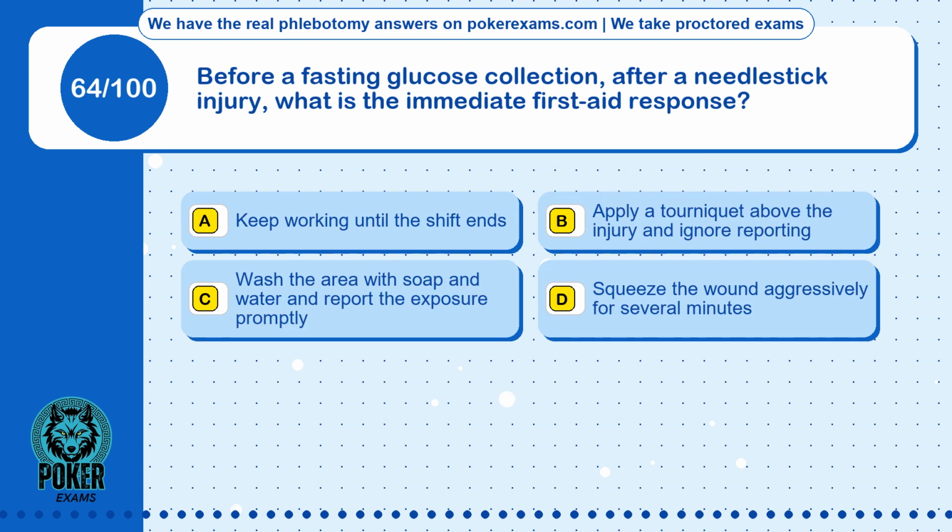Question 64. Before a fasting glucose collection, after a needle stick injury, what is the immediate first aid response? Option A, keep working until the shift ends. Option B, apply a tourniquet above the injury and ignore reporting. Option C, wash the area with soap and water and report the exposure promptly. Option D, squeeze the wound aggressively for several minutes.